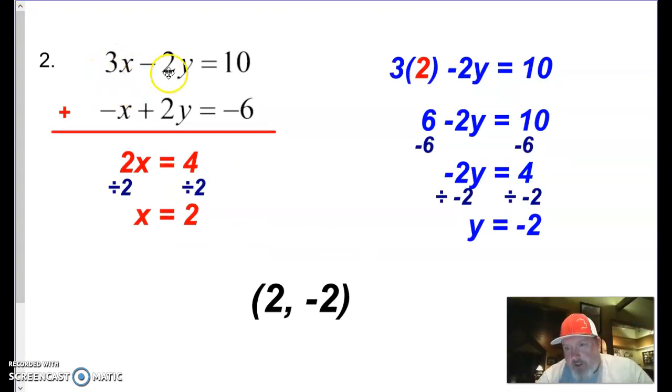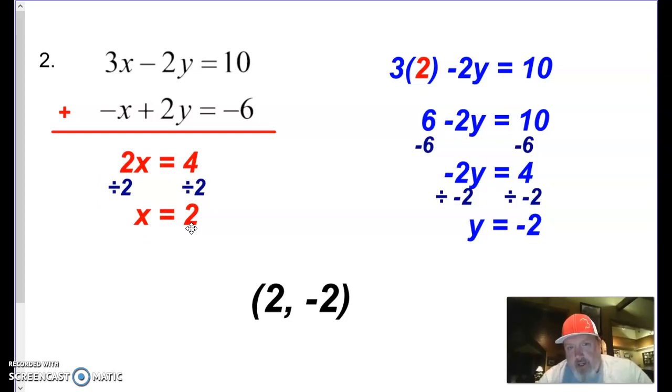Okay, if we look at these two equations, you can see that the x's are not opposites, but in this case, the y values are. So again, we'll go ahead and add these two equations together. 3x plus a negative x is going to be 2x. The y terms are opposites, so they cancel out. And 10 plus negative 6 is going to give me 4. I can go ahead and divide both sides by 2, and that will give me x equal to 2.